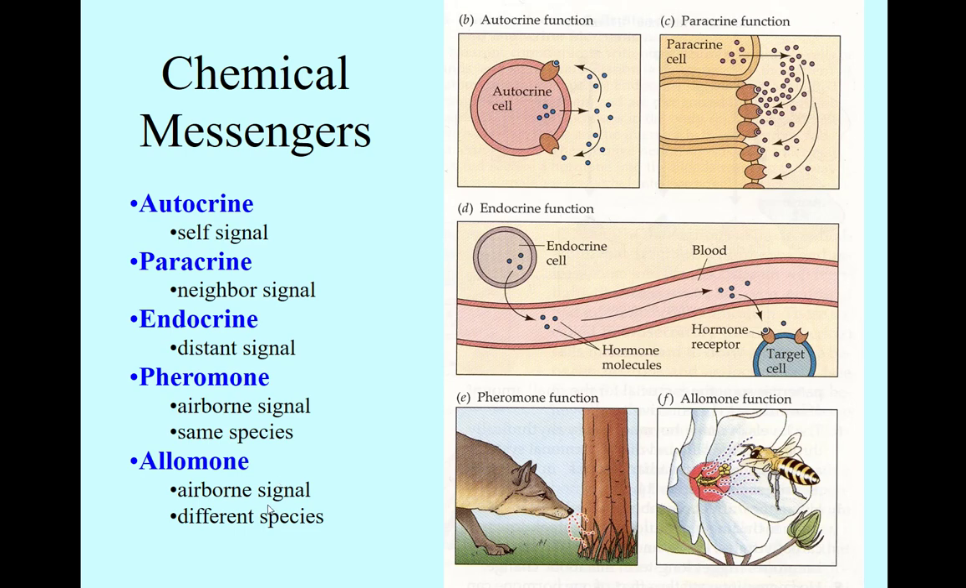Allomones are airborne chemical signals, but across species. The best example is, as we see in this picture, how a plant will send out a chemical signal to attract another species, a bee. The bee comes, lands on the plant, gets the nectar. Meanwhile, the pollen is rubbed off on his legs. The pollen is basically flower sperm, and then when he goes and lands on another flower, he inseminates the flower. So that is an example of an allomone chemical messenger.